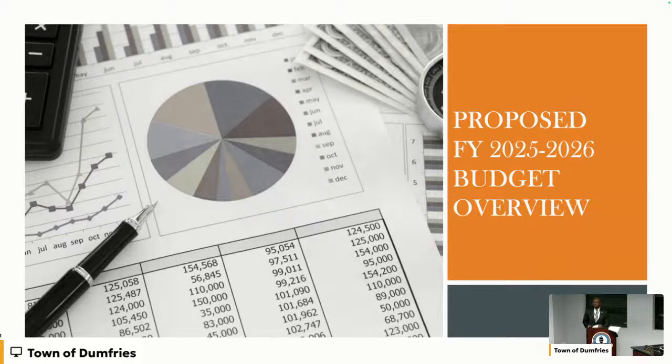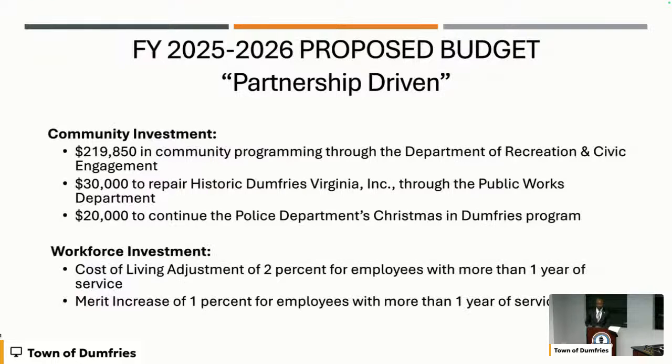So what are the proposed 2025-2026 investments? This budget is partnership driven. First, this budget improves and invests in community. It provides $219,850 in community programs through the Department of Recreation and Civic Engagement. It invests $30,000 to repair historic Dumfries, Virginia, Incorporated through the Public Works Department. And then it also invests $20,000 to continue the police department's Christmas in Dumfries program in fiscal year 2026.